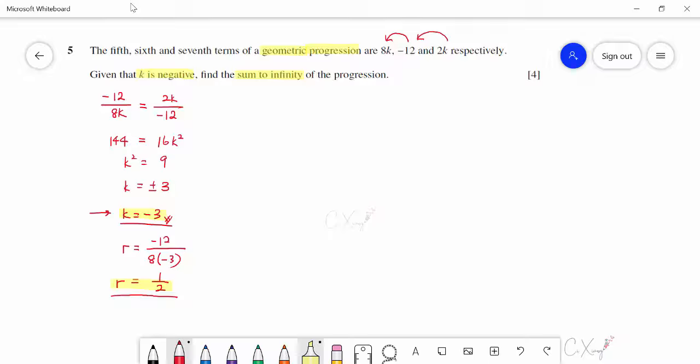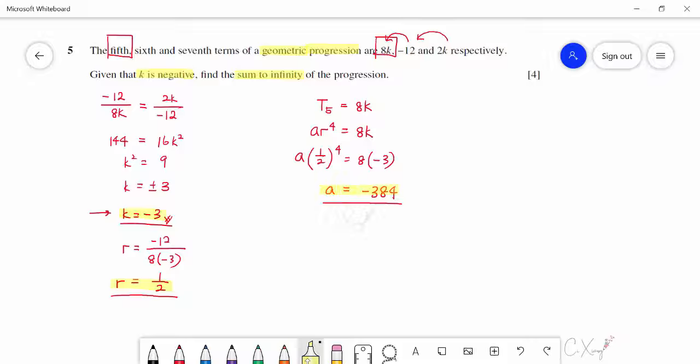So from the information given on top again, the 5th term is equal to 8k. So the 5th term means T5 equals 8k. What is the formula for T5? ar to the power 4 equals 8k. So now I substitute all the values that I have. So r is 1 over 2 to the power 4, a, and then k is negative 3. Okay, so if I simplify all of this, then I will get negative 384 as the a.